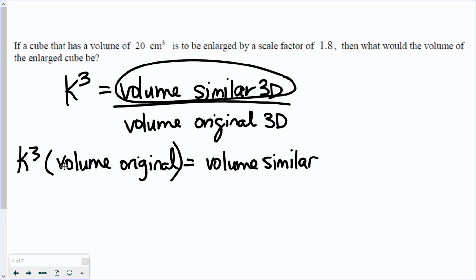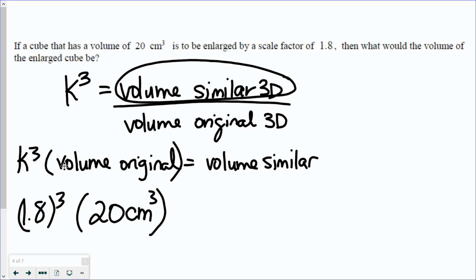Now we can substitute in. The scale factor K is 1.8. So it'd be 1.8 cubed multiplied by the volume of the original, which is 20 centimeters cubed. So 1.8 cubed multiplied by 20 gets me 116.64 centimeters cubed.